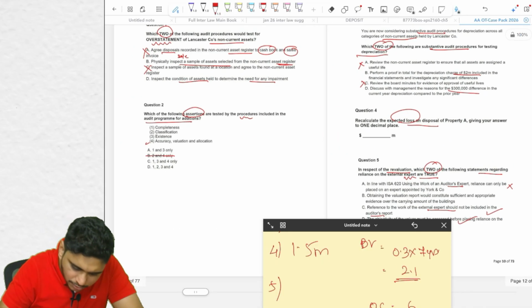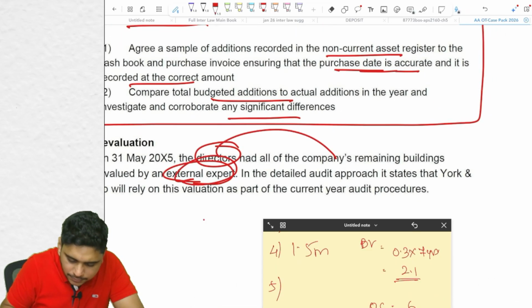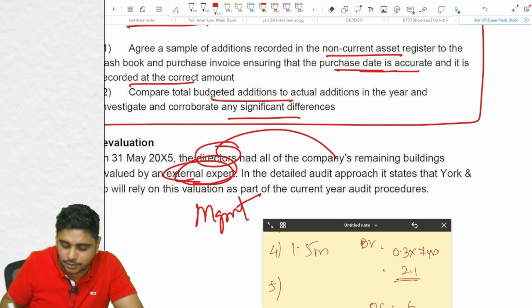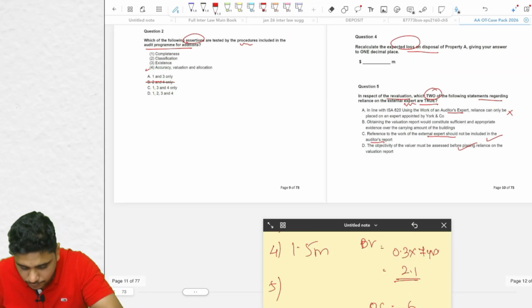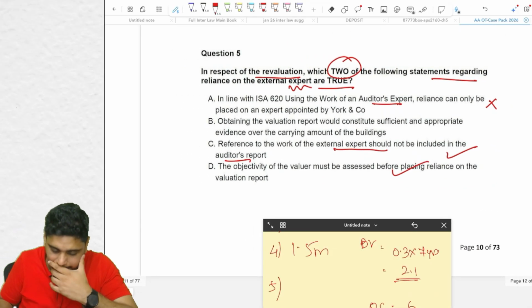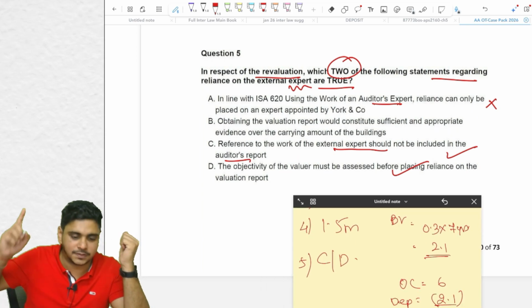In your audit report, you include not management ka expert, you include auditor ka expert. If you see this one here, they have said the directors have appointed an external expert. That means he is basically management ka expert. In your report, you write auditor ka expert. So this is basically not B, C and D. Fifth is C and D.